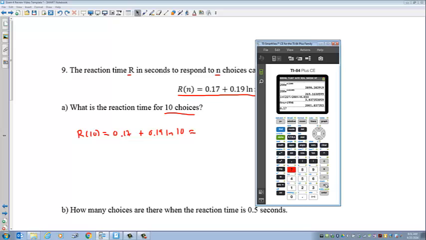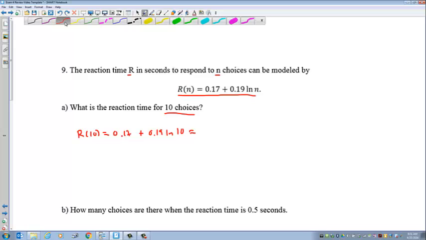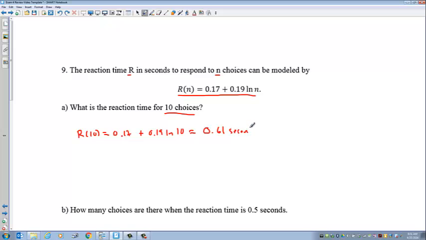0.17 plus 0.19 ln of 10 in parentheses and enter. And so it's approximately, and let's round this to 2 decimal places, 0.61 seconds. It says the reaction time R in seconds. So that's how long it takes to make 10 choices, about 0.61 seconds.